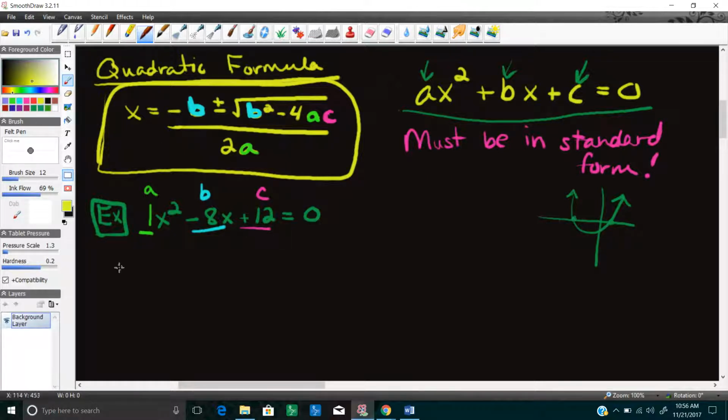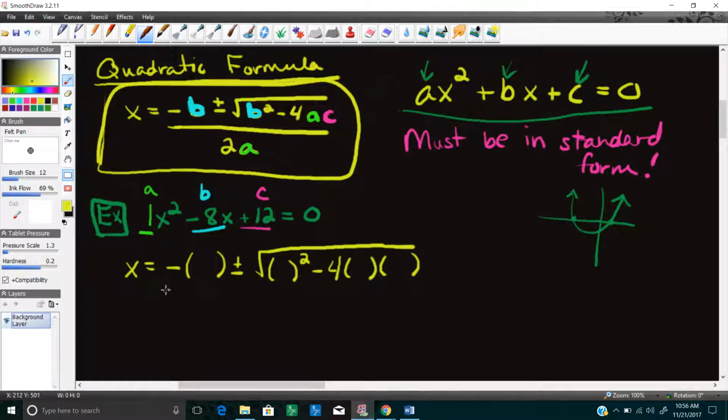Okay, so I have that x is equal to negative b. I'm going to put parentheses for now, and I'll come back and fill it in. Plus or minus the square root. And then I have b squared minus 4 times a. I'm just putting parentheses now. I'll come fill everything in. I'm going to make it all nice and color-coded. Okay, over 2 times a.